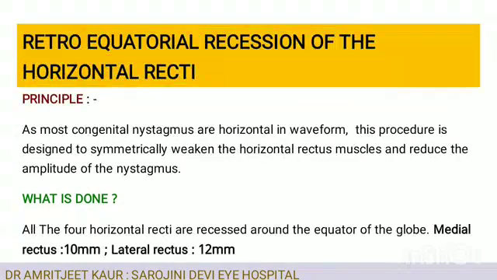The second procedure is retroequatorial recession of the horizontal recti. Principle: as most congenital nystagmus is horizontal in waveform, this procedure is designed to symmetrically weaken the horizontal rectus muscles and reduce the amplitude of the nystagmus. So what is done? All four horizontal recti muscles are recessed around the equator of the globe. So medial rectus is recessed up to 10 mm and lateral rectus about 12 mm.